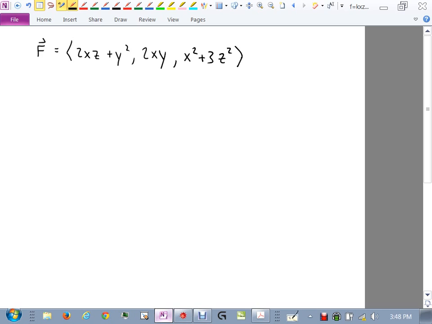I need to now try and find little f, right? That's my goal. Find little f. What do I know? I know this piece is the partial of f with respect to x. I know this piece is the partial of f with respect to y. I know this piece is the partial of f with respect to z, don't I? I know those three things.